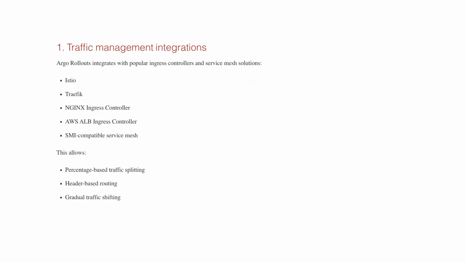Let me quickly highlight the other killer features of Argo Rollouts. First, traffic management integrations. Argo Rollouts works seamlessly with popular ingress controllers like Traefik, Nginx, Istio, and AWS ALB. This gives you percentage-based traffic splitting and header-based routing.